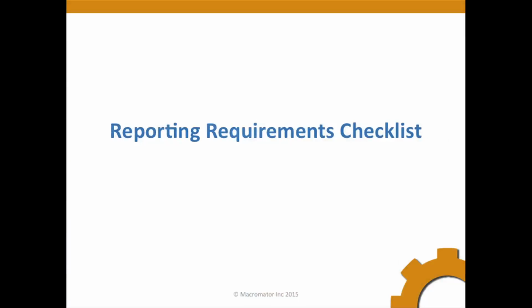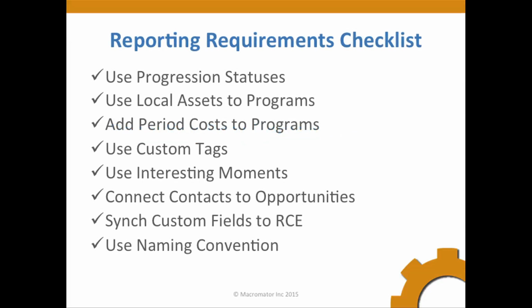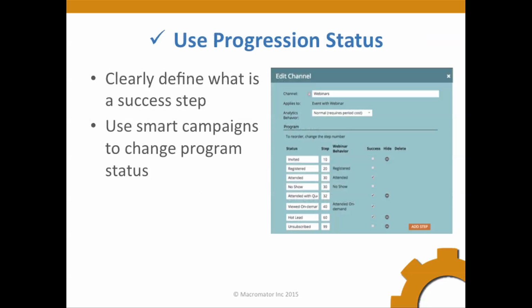So let's look at the reporting requirements checklist. This is my checklist. It's also recommended by Marketo. These are all things, and I'll go into each of them, that you have to have set up in order for reporting to work, in order for you to have the things that you need to be reporting on. So first one, use progression statuses.